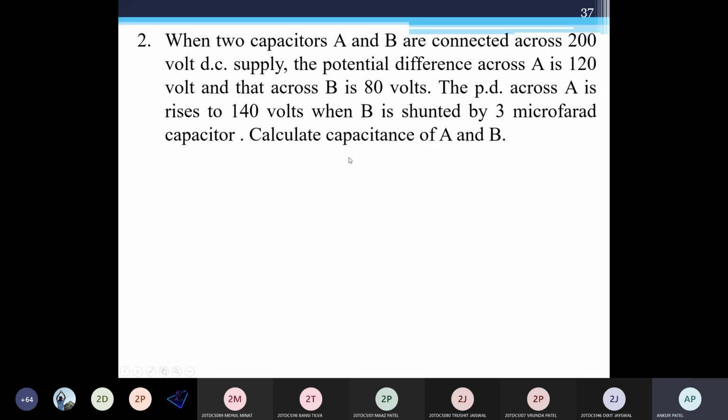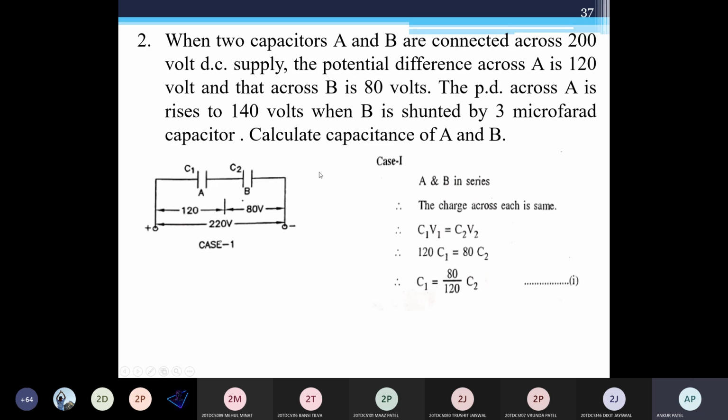So this statement is converted into a diagram. This is the first case, C1 and C2 connected across this 200 volt supply. 120 is given as V1 across A, and V2 is given across B. For case 1, A and B are in series, so the charge across each is the same. So C1V1 is equal to C2V2 according to Q equals CV. So we know 120 into C1, the voltage given, equals 80 into C2. So we get C1 equals 80 upon 120 into C2. We will use this relation in the next step.